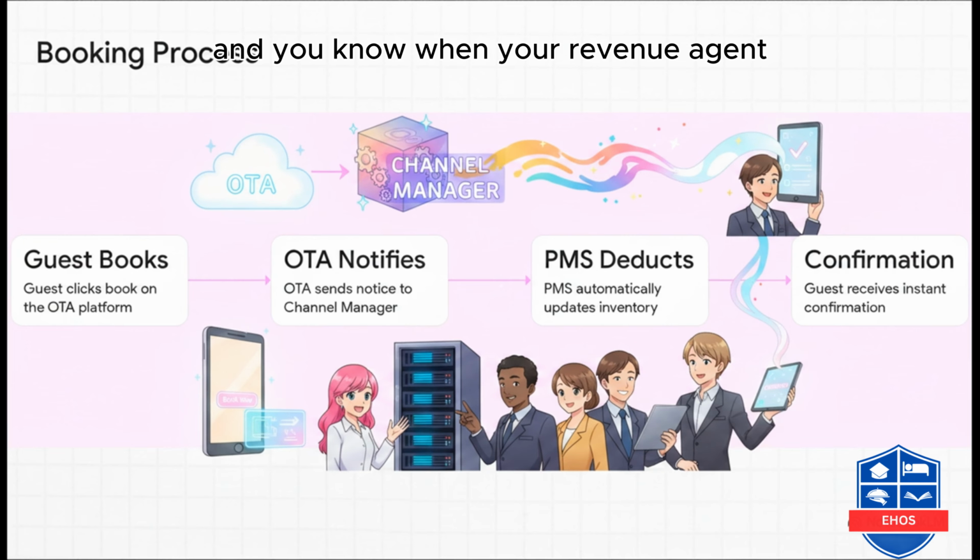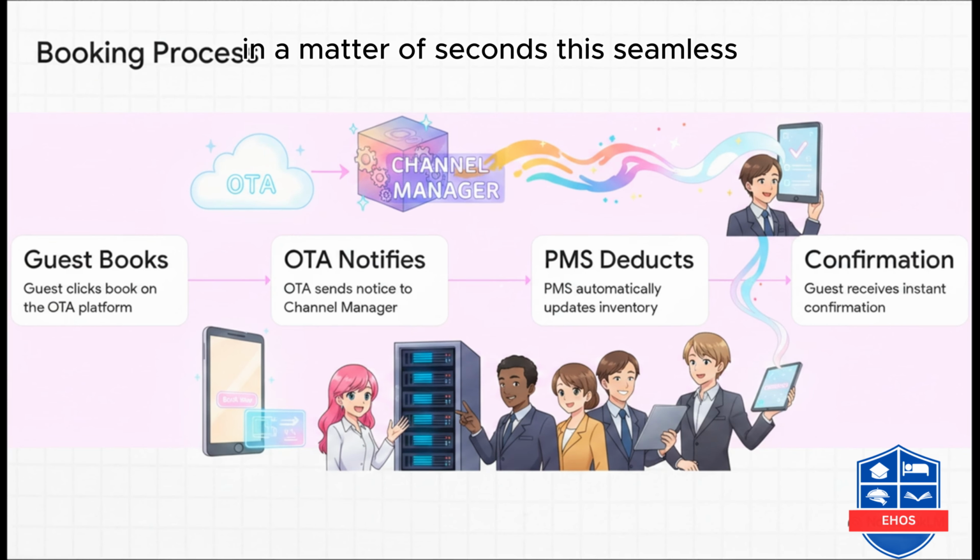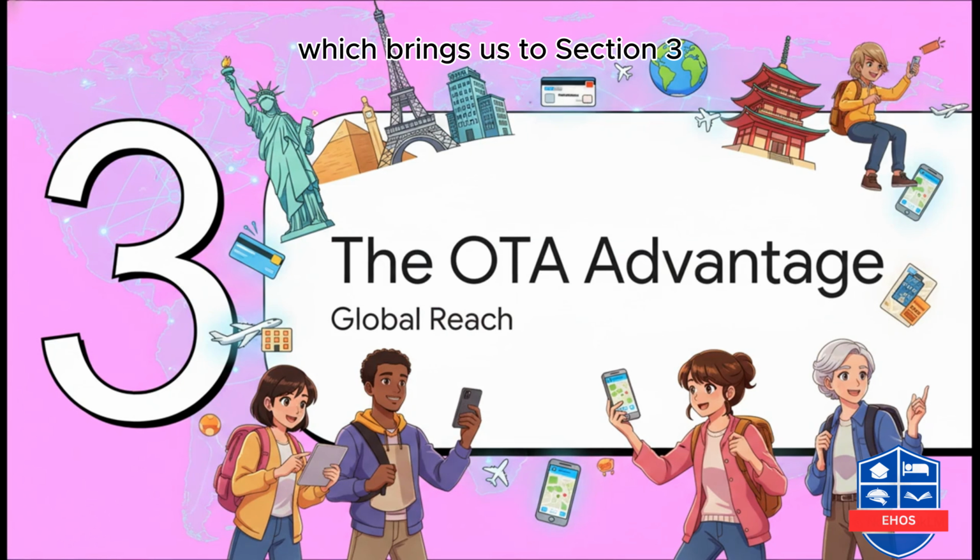And when your revenue agent decides to strategically update a daily rate, this whole process just happens in reverse. It pushes the new, optimized rate out to all the connected OTAs globally in a matter of seconds. This seamless real-time sync is literally the only way to manage modern distribution without constantly dealing with the threat of overbooking. Which brings us to Section 3, the OTA strategic advantage.